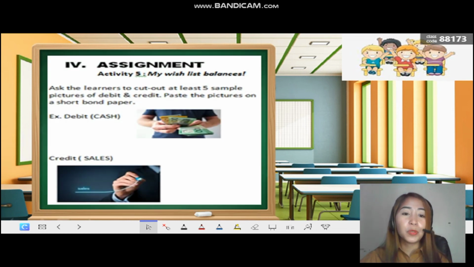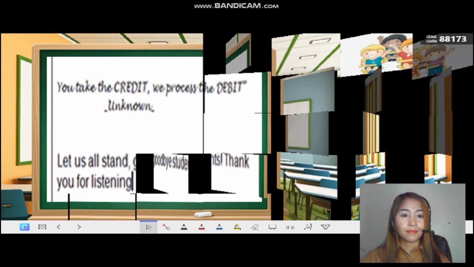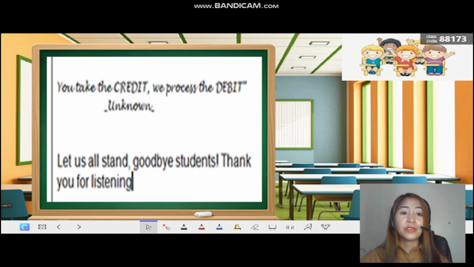And now I am going to give you an assignment. Our activity 5 is my wish list balances. You can ask the learners to cut out at least 5 sample pictures of debit and credit. Paste it on the short bond paper. Remember, you take the credit, we process the debit.